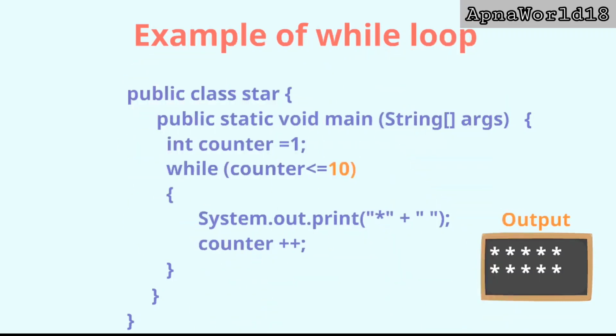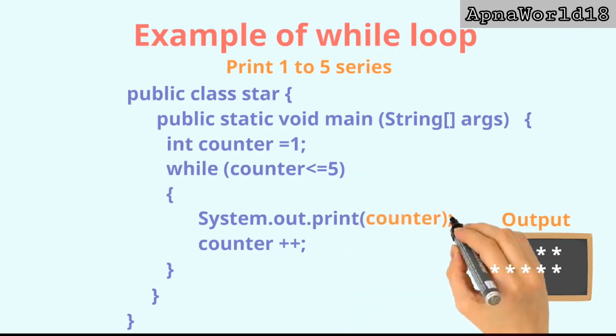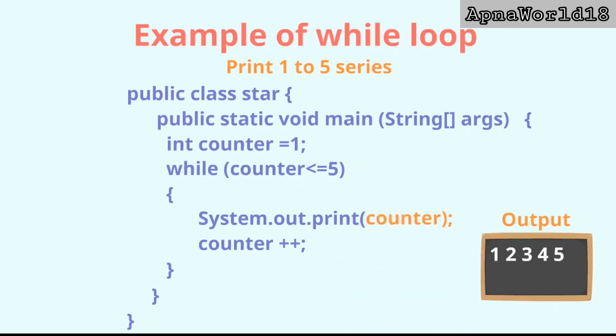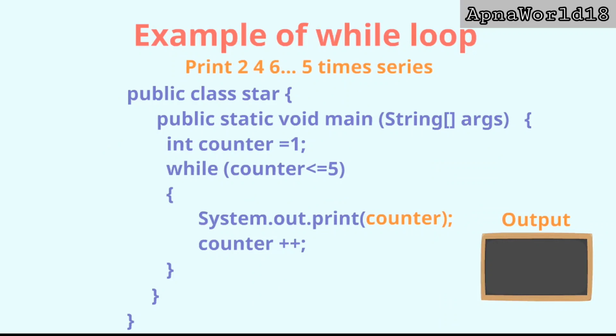Instead of star, if you want to print the number series 1 to 5, you can print the counter and it will print the numbers from 1 to 5. The same loop can also work to print a simple series, say 2, 4, 6, 5 times. Then you will just print counter into 2. Any other series program can also be built in the same way.